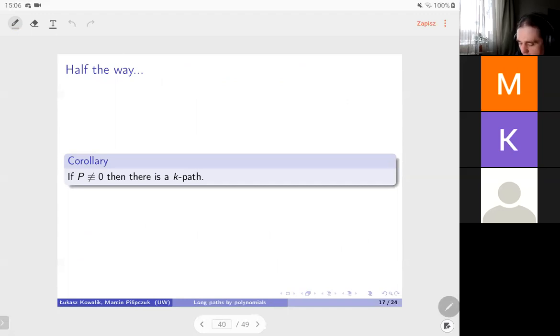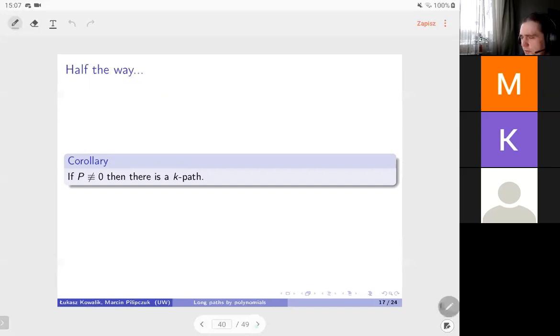Okay. So we have proven that if this polynomial is non-zero, then there's a k-path, because all the walks that are not paths will cancel out. So we have proven one direction so far: the bad guys cancel out, that is, the monomials coming from walks that are not paths cancel out and they don't appear in the end.